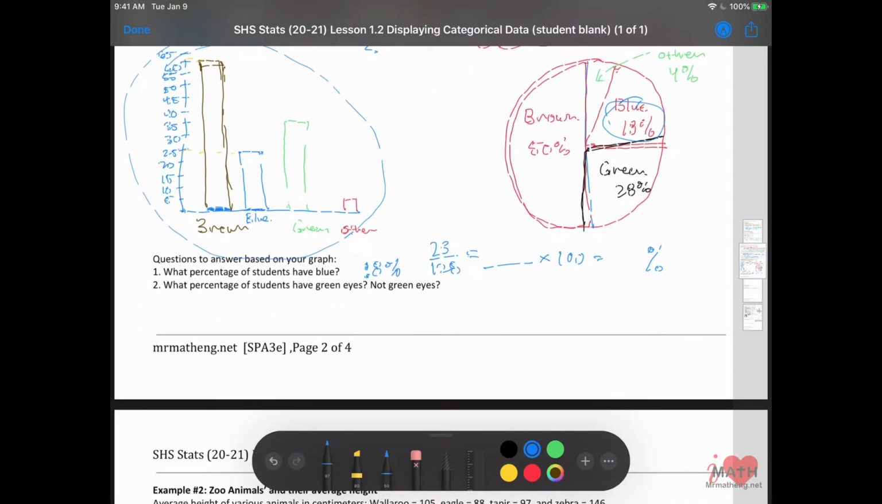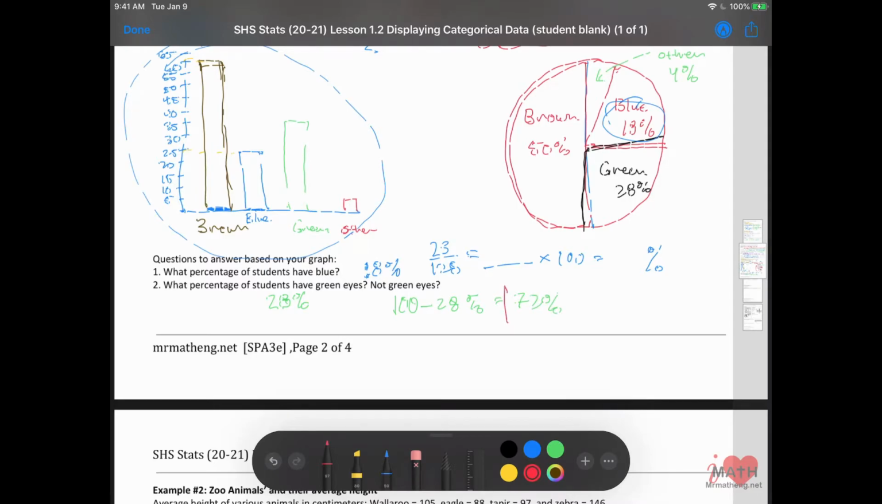What percent of students have green eyes? So what percent, 28%. You can answer that with a full sentence: the percentage of students that have green eyes is 28%. What percent do not have green eyes? You can either do a couple things. You can add up brown, other, and blue, or you can take the complement, they call this. So 100 minus 28%, and that'll give us an answer of 72%.